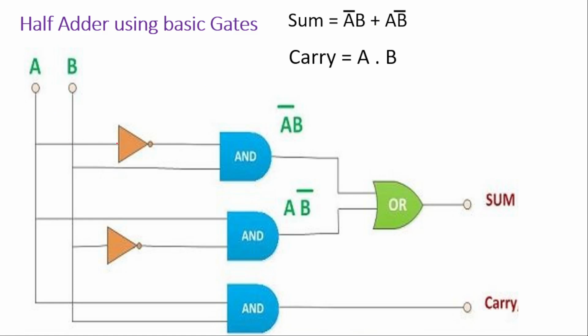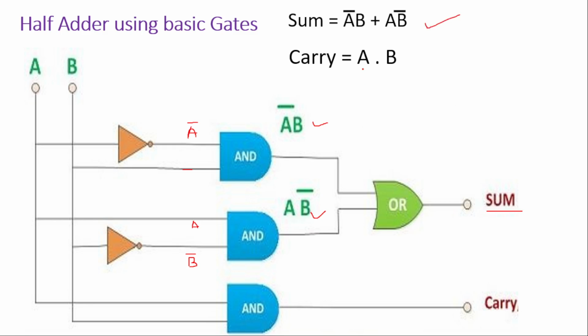So A and B are the inputs. A is connected to NOT gate, so it will give you A bar. This is B. A bar into B, output will be A bar B. In the second case, A is directly connected to AND gate, but B is connected through NOT gate, so output of NOT gate will be B bar. This is A, so A into B bar will be the output of the second AND gate. And when these outputs are connected as input to the OR gate, it will give you sum, and sum is nothing but A bar B plus AB bar.